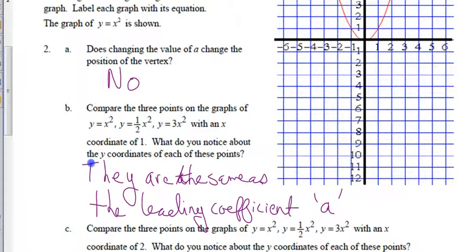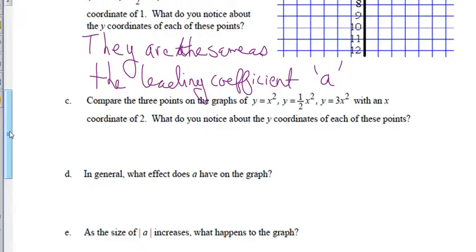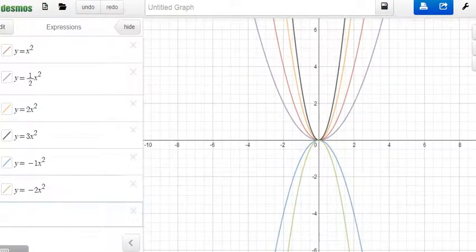Compare the three points on the graphs y equals x squared, 1/2 x squared, and 3x squared with an x coordinate of 2. So we take y equals x squared, and with an x coordinate of 2, we get a y coordinate of 4. So the point is (2, 4).